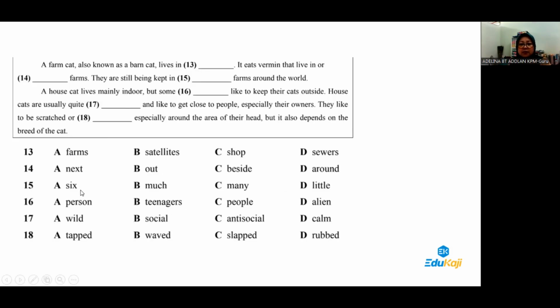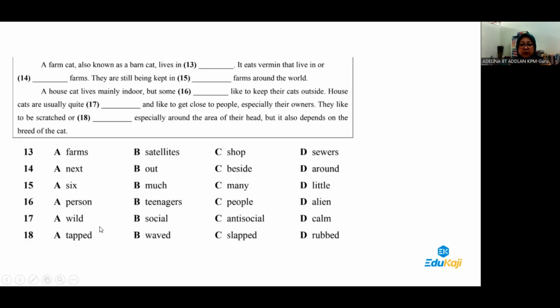Number 15, so, much, many, little. We are talking about quantity and quantifiers. Number 16, person, teenagers, people, alien. This is a vocabulary. Let's see on the vocabulary. Look at the context here. Number 16, for example, a house cat mainly indoor, but some people like to keep their cats outside. Who you're talking to? But some people, you cannot put some person, right? You're not talking about one, you're talking about more than one.